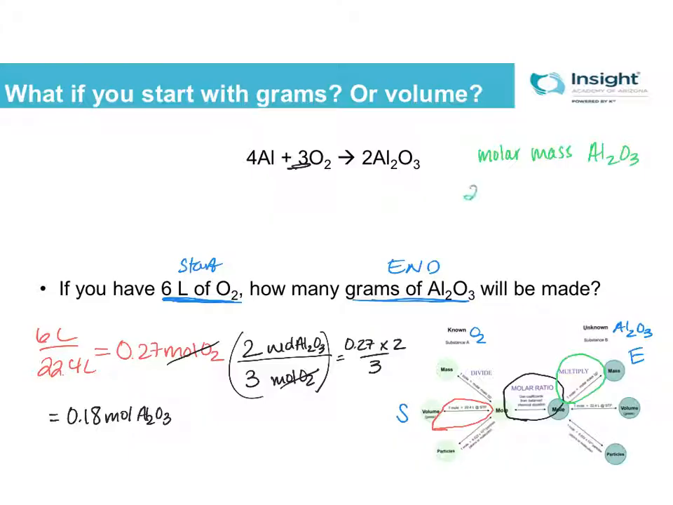Aluminum is 27, so I'm going to have that twice. Oxygen is 16. So 27 plus 27 plus 16 plus 16 plus 16 is 102 grams per mole. And I'm supposed to multiply by that. So I'm going to take that, multiply by 102, and I get 18.36 grams of aluminum oxide.